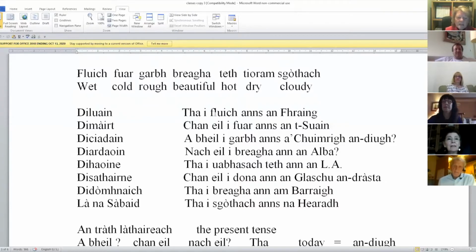So I'm going to say it is wet. On Monday, it is wet in France. So ha i fluch aans in Rijk. Ha i fluch aans in Rijk. Now your FH disappears there altogether. Right. So ha i fluch aans in Rijk. It is wet in France.